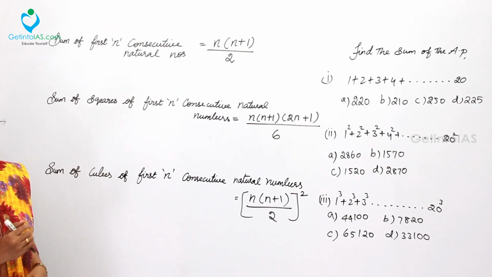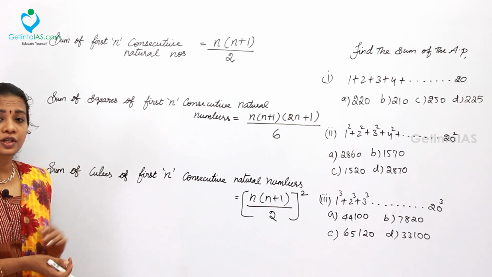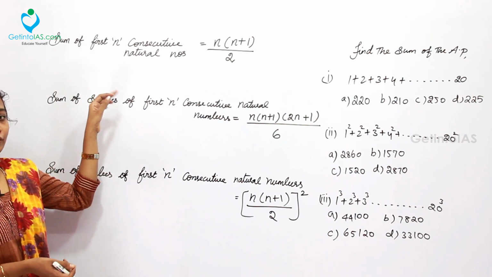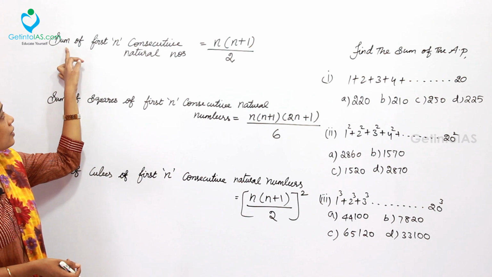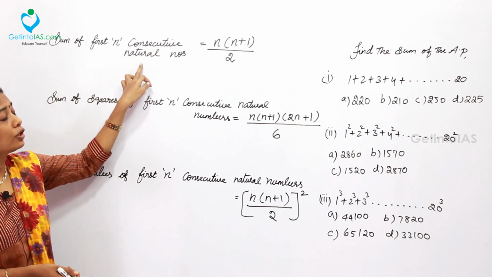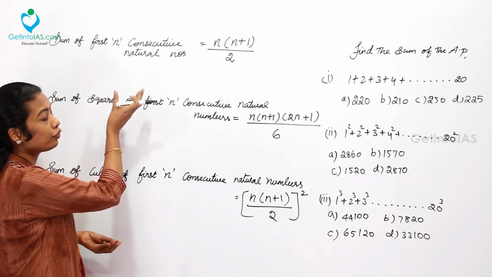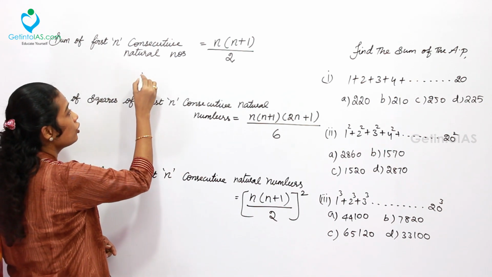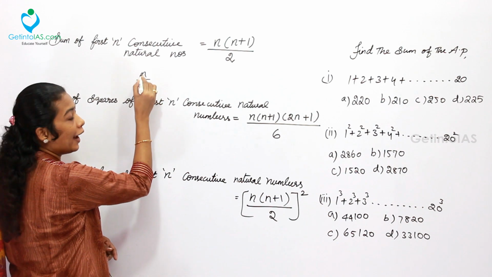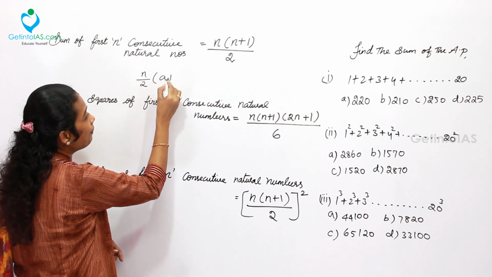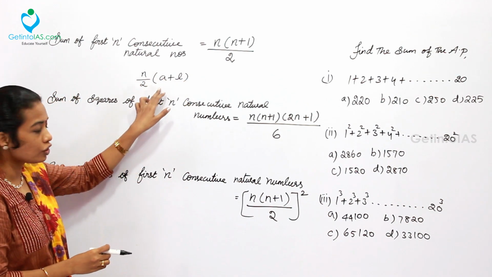385. The next one is, we are having some specific formulas to get rid of the lengthy calculations. That is, sum of first n consecutive natural numbers. So usually, for summation of any numbers, you want to follow the rule n by 2 into (a plus l). This is the usual formula.